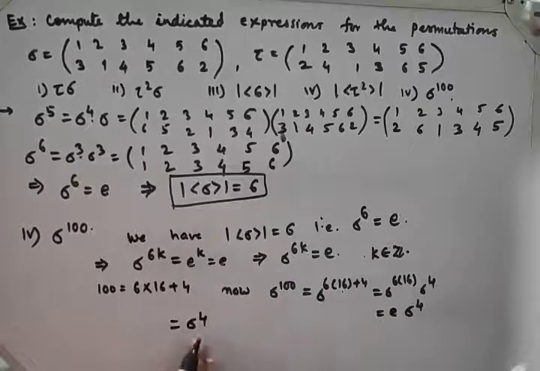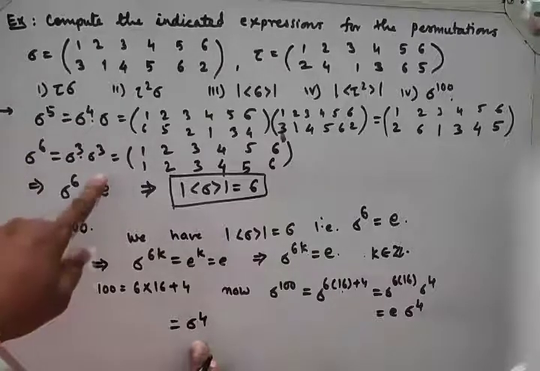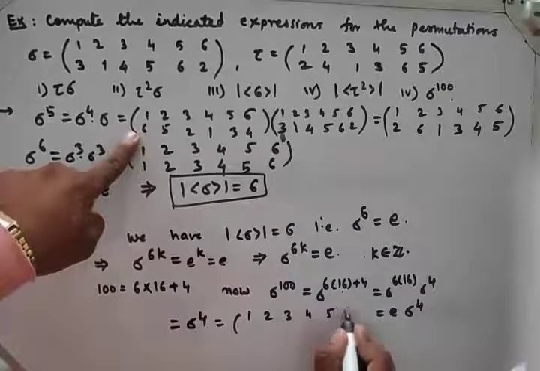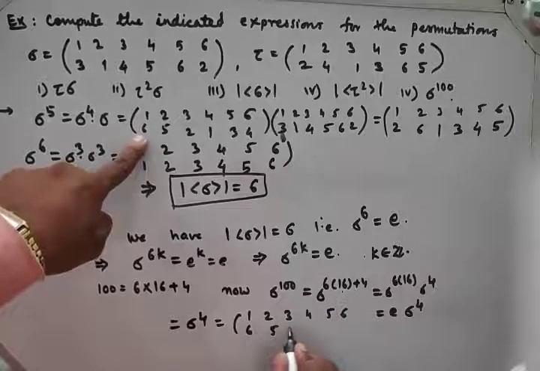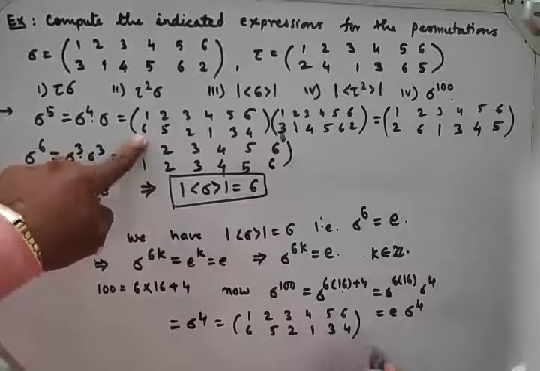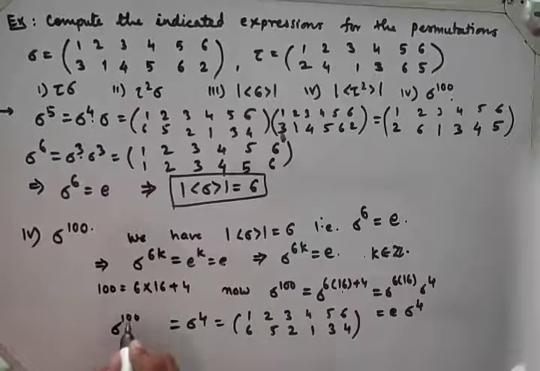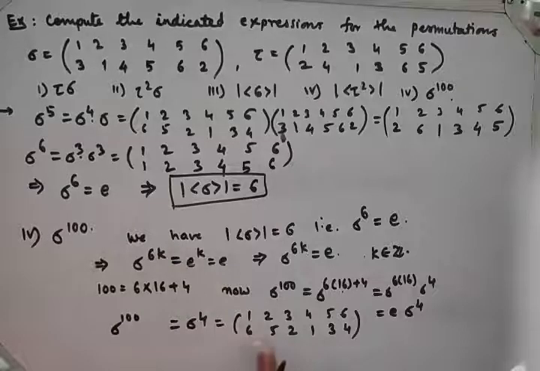Then calculate the value of sigma raised to 4. We calculated sigma raised to 4 in the previous example: 1, 2, 3, 4, 5, 6 goes to 6, 5, 2, 1, 3, 4. Hence this is nothing but sigma raised to 100. So sigma raised to 100 is the permutation 1 goes to 6, 2 goes to 5, 3 goes to 2, 4 goes to 1, 5 goes to 3, and 6 goes to 4.